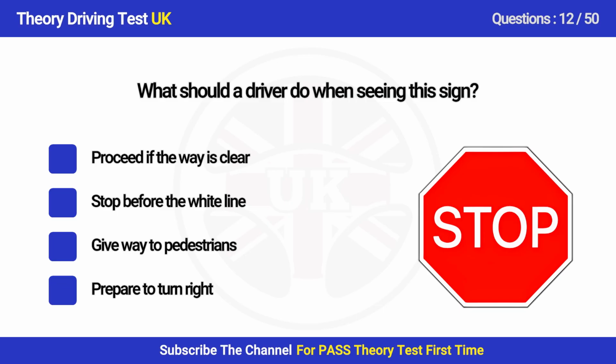Question 12. What should a driver do when seeing this sign? A. Proceed if the way is clear. B. Stop before the white line. C. Give way to pedestrians. D. Prepare to turn right.